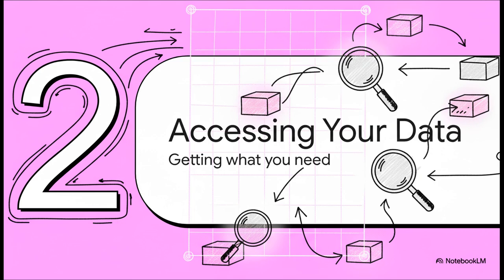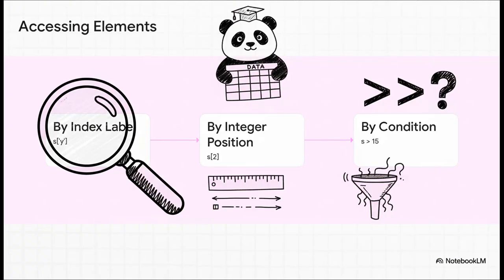Okay, so we've got our data in a series. That's great. But that's only half the story, right? The real magic happens when you can easily get that data back out. And Pandas gives you some really slick ways to do this. You can grab data using its custom label. Remember those indexes we talked about? Or you can just use its position, like you would with a regular Python list. But here's my favorite part. You can filter your data using a condition. Just ask for all the values that are, say, greater than 15, and Pandas will hand them right to you.